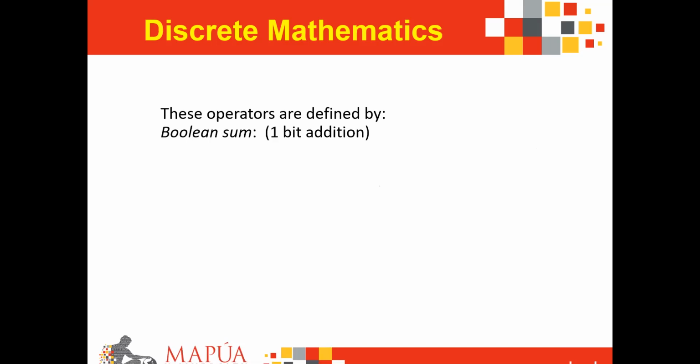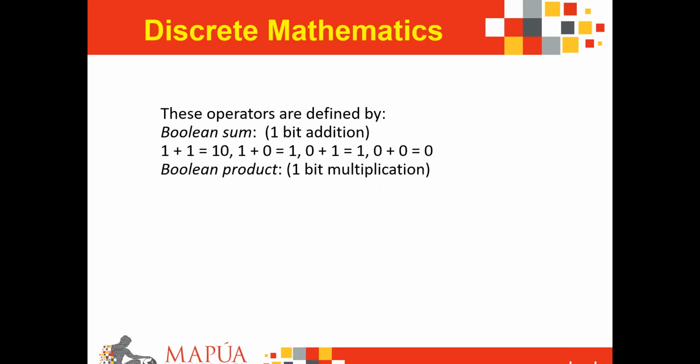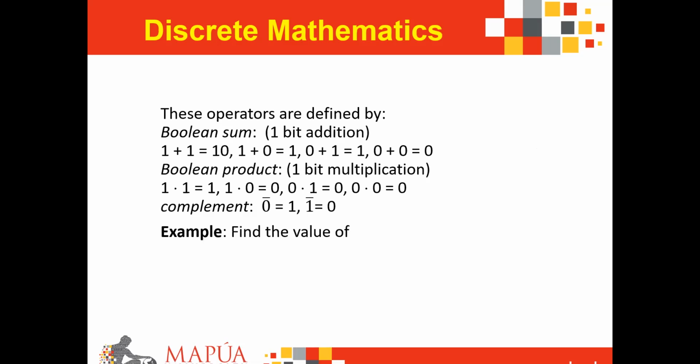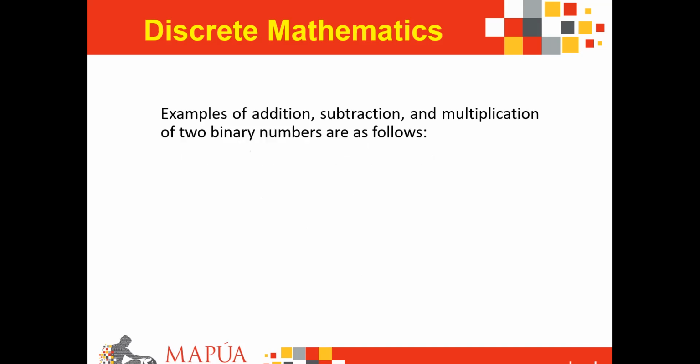These operators are defined by the Boolean sum, which is a 1-bit addition, having this corresponding rule, the Boolean product, which is a 1-bit multiplication, having these values, and the complement. For example, let us find the value of this Boolean expression. In order to solve for that, we first evaluate the operation inside the brace, which is 0 plus 1, and we end up with a value of 1. And then we complement 1, therefore we end up with 0. And then 0 plus 0, therefore we end up with a value of 0.